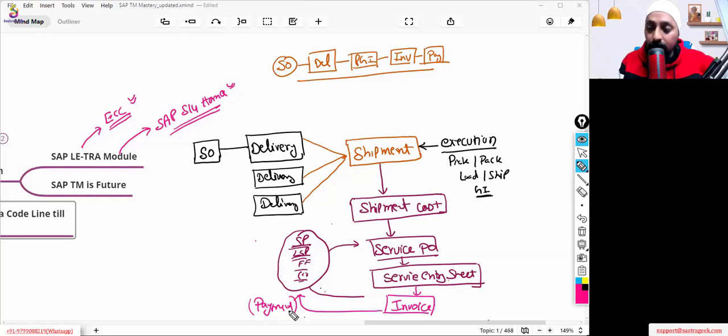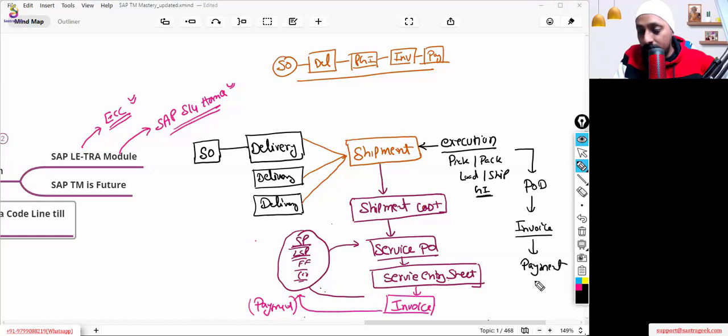Okay, that's the left-hand side cycle. The right-hand side cycle would continue with your proof of delivery. From proof of delivery, you would have an invoice document. From the invoice document, you will receive payment from your customer. So this is the SD cycle. In between are shipment, shipment cost, service PO, service entry sheet. These are the additional steps that come in to do the settlement with your service provider. Okay, that would be your LE process, LETRA process.